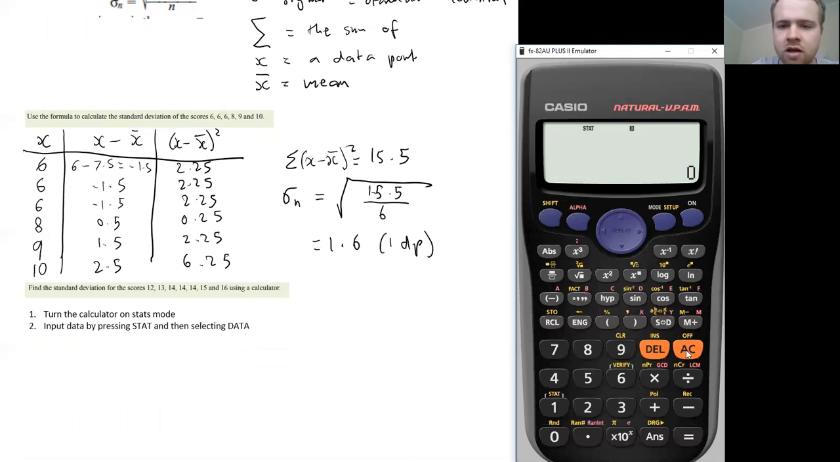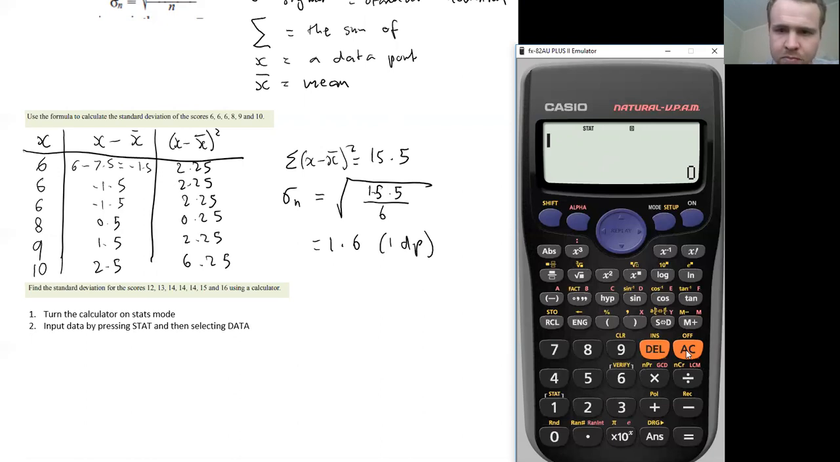So now you can see there it says STAT at the top of my calculator, and it should for you too. We're now in stats mode. You need a Casio calculator to do it this way. If you've got a different calculator, then it's going to be different. But for most of you, we'll have a Casio because that's the one the school gets.